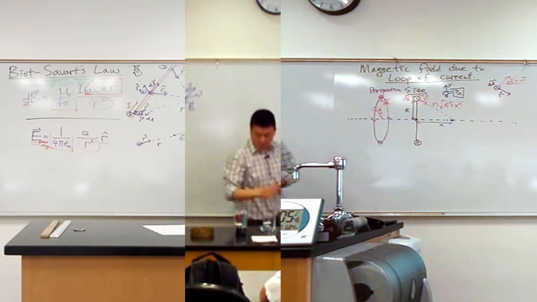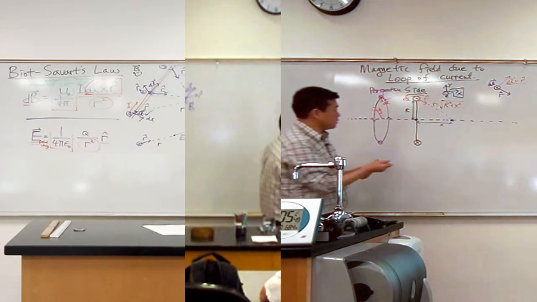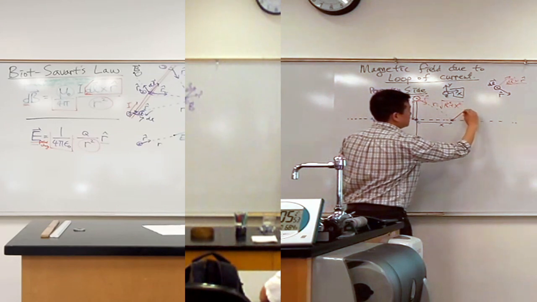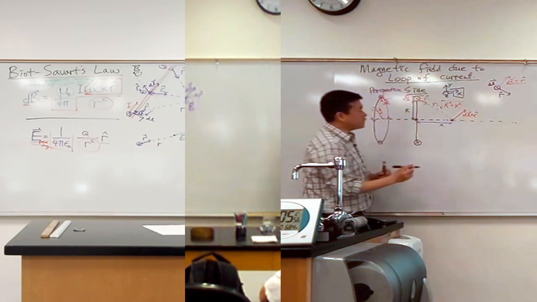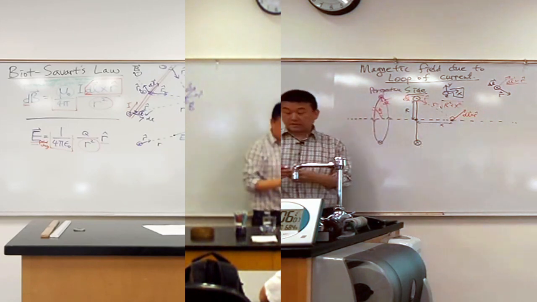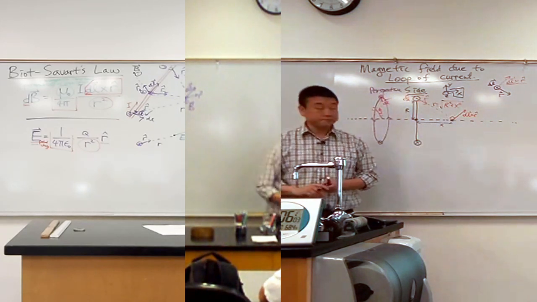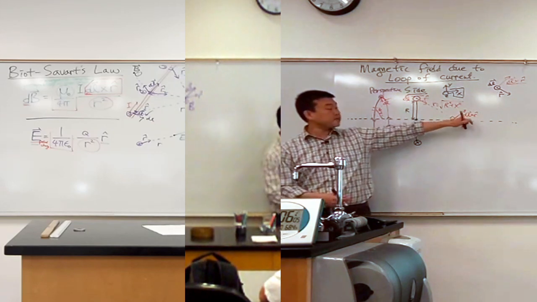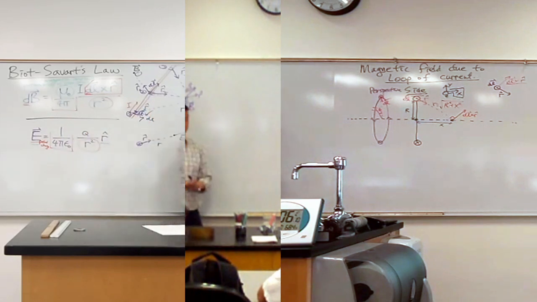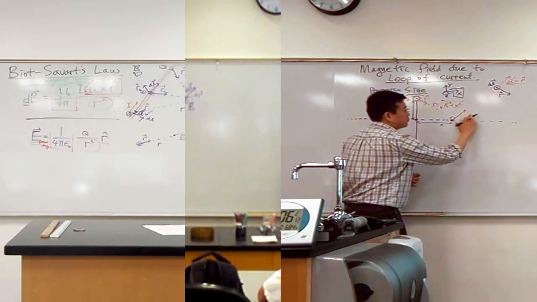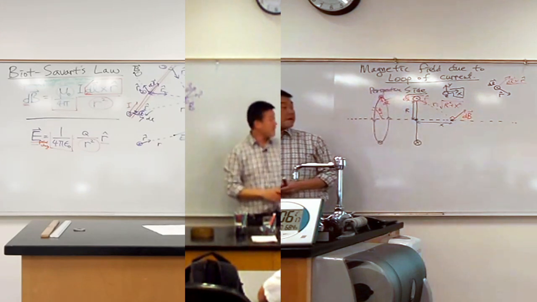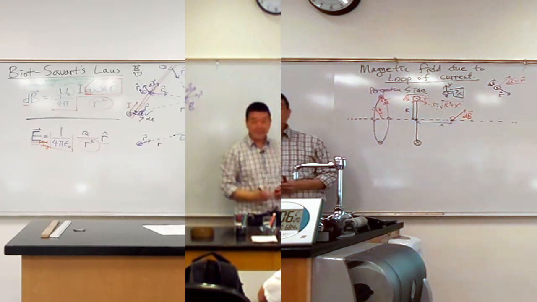So dl cross r hat should point in a direction that looks like this. For clarity's sake, I might indicate that this is perpendicular, because that's how I'm trying to draw it. Okay? And in fact, this dl cross r hat is the direction of the magnetic field, or the small contribution to the magnetic field. So I'm going to replace this with just the dB. Okay? Now, here's the difficulty.